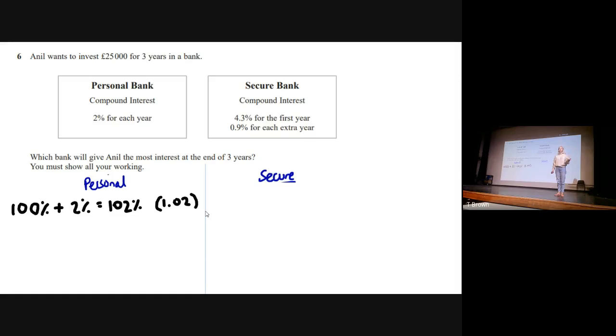And then whatever my answer is, I'm going to times that by 1.02, and that will tell me how much I'll have at the end of my second year. And then whatever that answer is, I'll times that by 1.02, and that will tell me how much at the end of my third year.